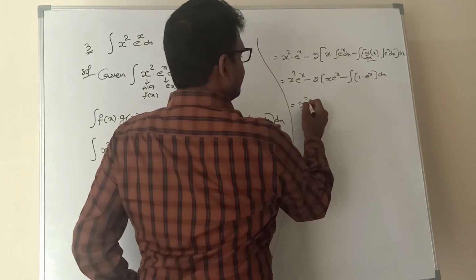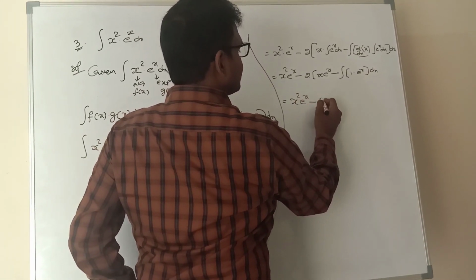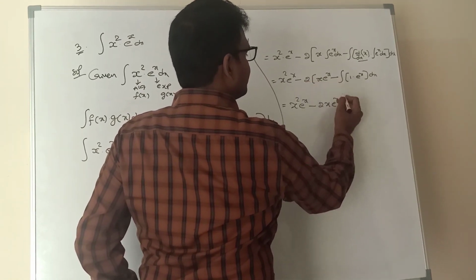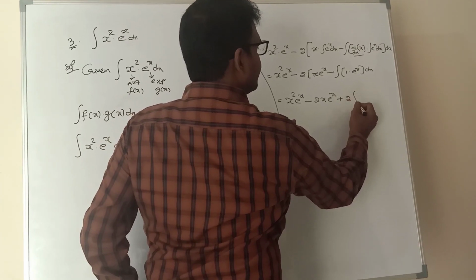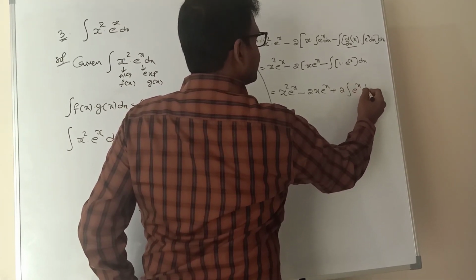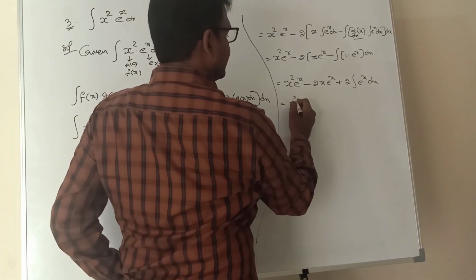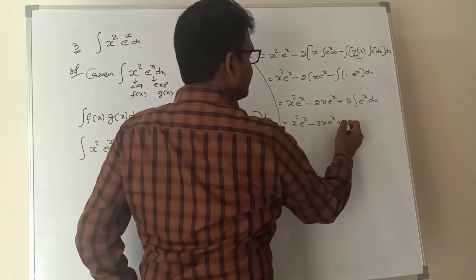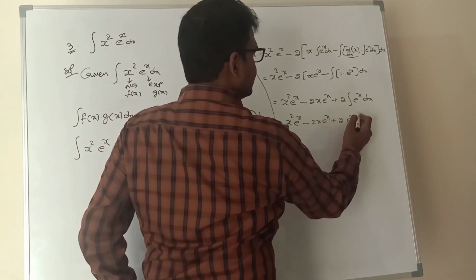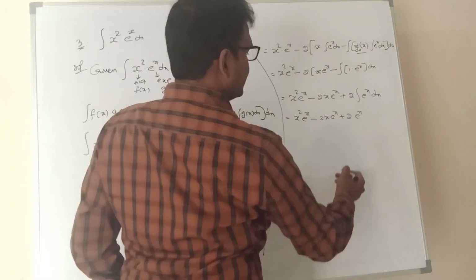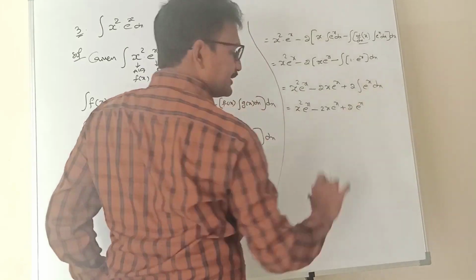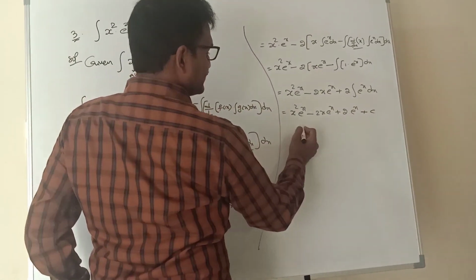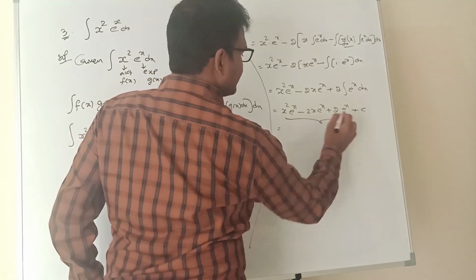So x square into e power x minus 2x into e power x, minus into minus plus 2 into the integral of e power x dx. So x square into e power x minus 2x into e power x plus 2 into e power x, since the integration of e power x dx is e power x. So the integration of every part is completed, right? Plus constant.